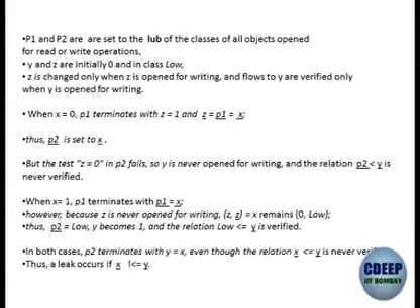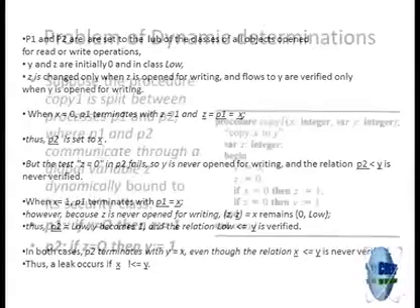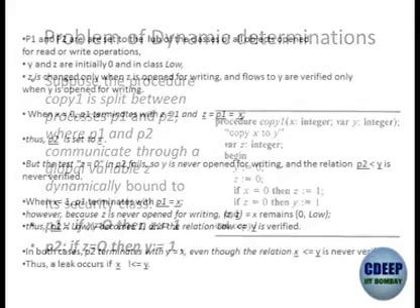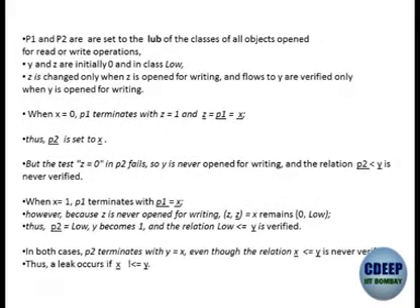Now Z is changed only when Z is open for writing, and flows to Y are verified when Y is open for writing. For example, when X equal to 0, P1 terminates with Z equal to 1, and the level of Z is the same as the level of P1, which is the level of X, and thus the level of P2 is set to the level of X. But the test Z equal to 0 in P2 fails, so Y is never open for writing and the relation P2 less than or equal to Y is never going to be verified.